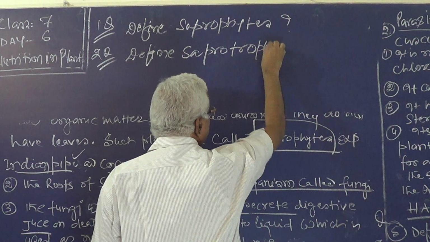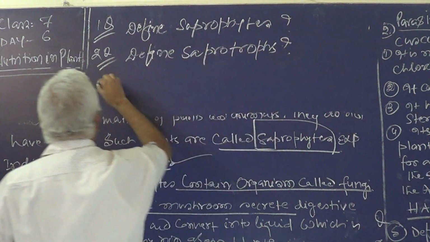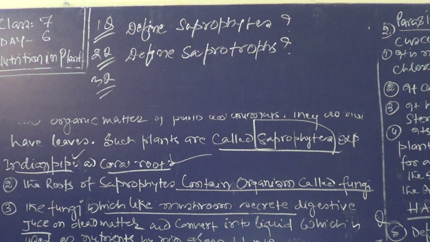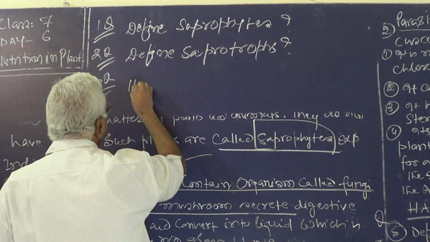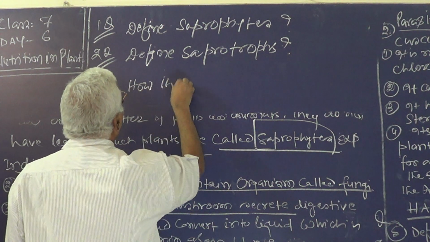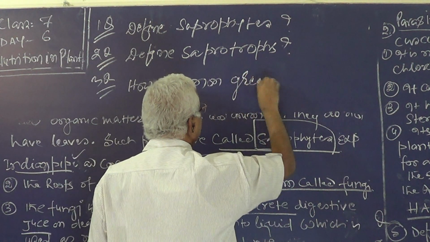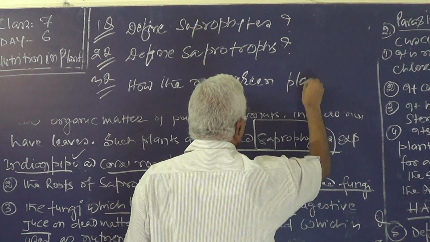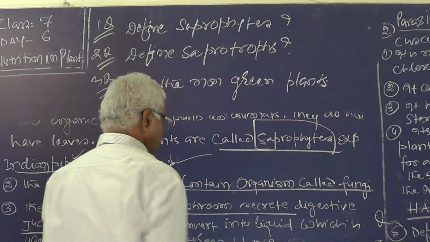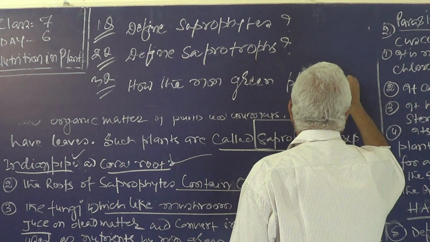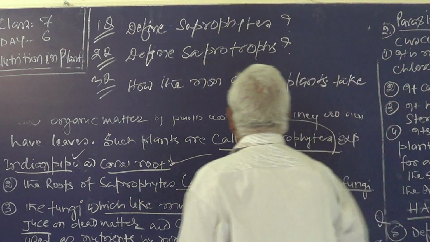Saprotrophs. Question number 3. How do the green plants and the non-green plants take nutrients?